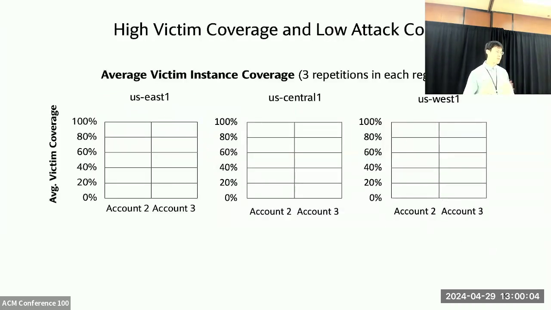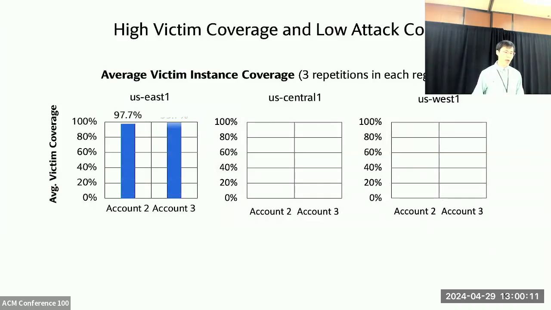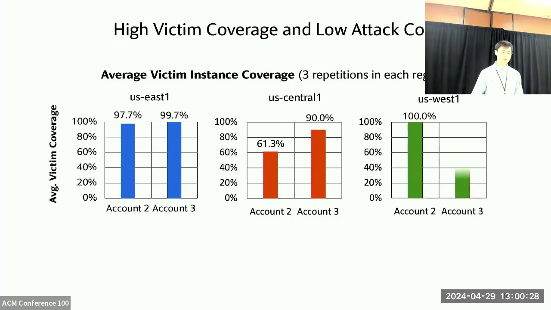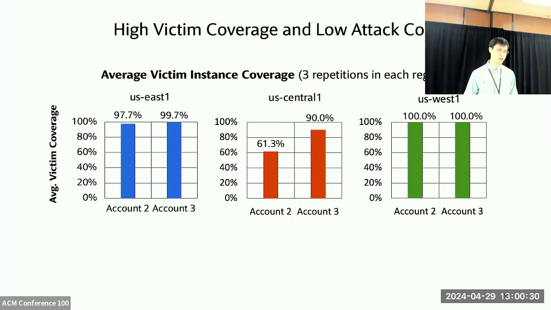We conducted this measurement in 3 different regions and 3 repetitions in each region. For US East 1, we have a coverage of near 100%, which is very high. In US Central 1, we have slightly lowered coverage, from 61% to 90%. The reason for the reduced coverage is likely the large size of US Central 1. And for US West 1, we have 100% coverage because that's the smallest data center we observed.